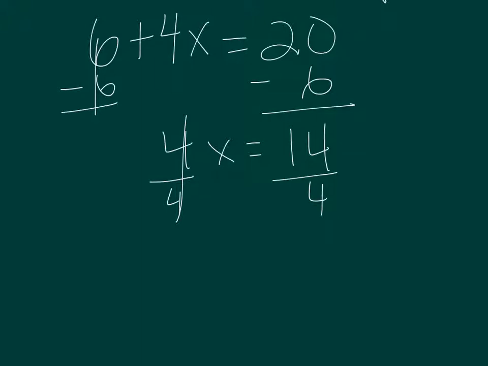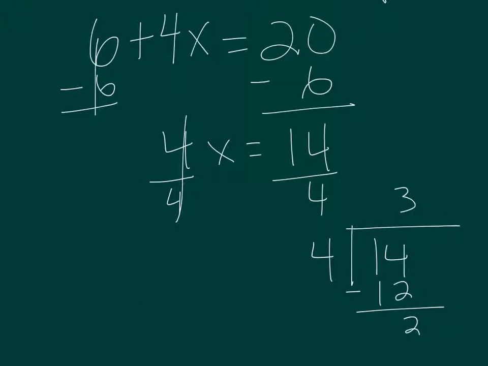14 divided by 4, if I don't know that off the top of my head, I will do 14 divided by 4. 4 goes into 14 3 times. 3 times 4 is 12. Subtract and get 2. If I want to write this as a decimal, I'll put my decimal point and a 0, and bring my decimal point up as well. Bring down my 0. 4 goes into 20 5 times, and 5 times 4 is going to give me that other 20. So I know that x equals 3 and 5 tenths.